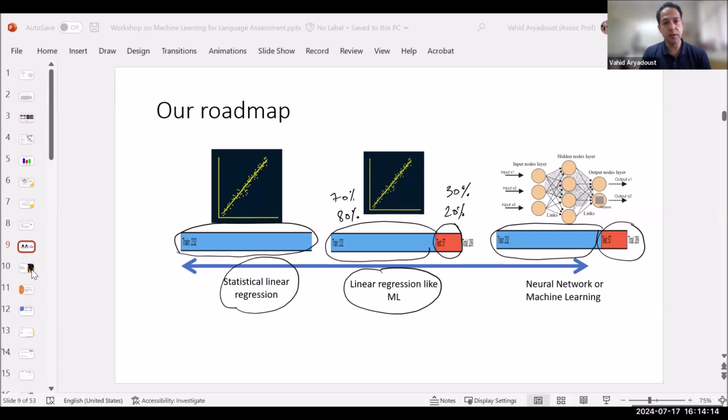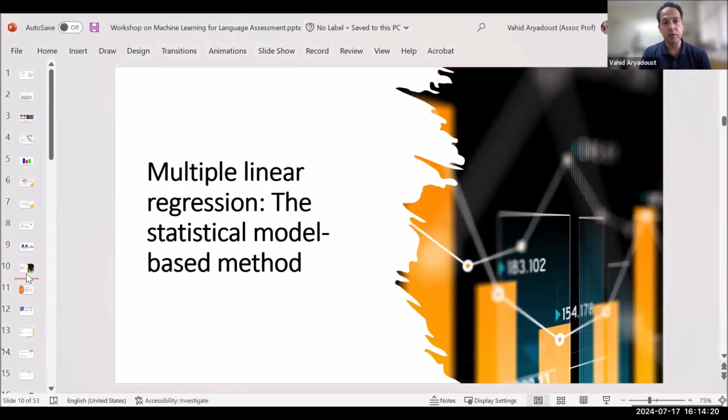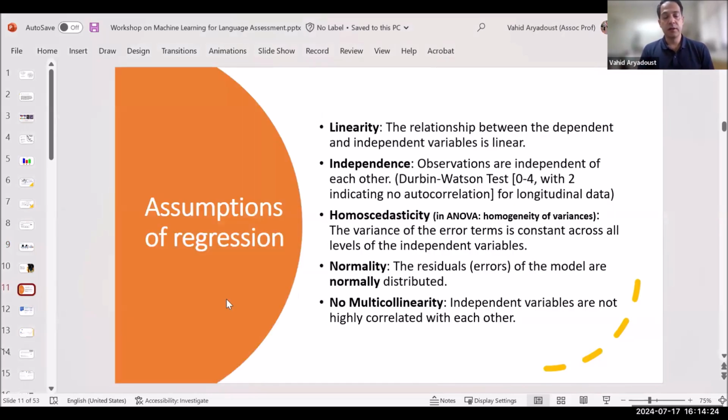All right, so let's get started with the first type of analysis, everyone, which is linear regression, multiple linear regression. We want to learn about the assumptions of multiple linear regression first, and do the analysis quickly.